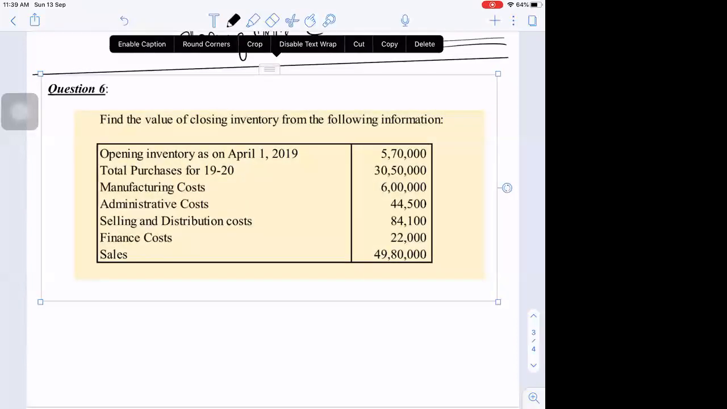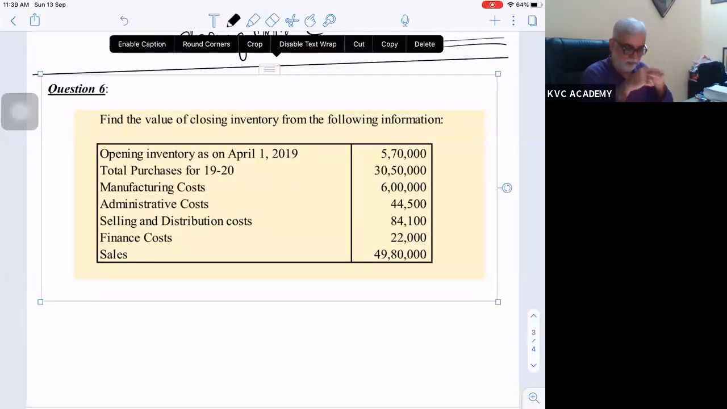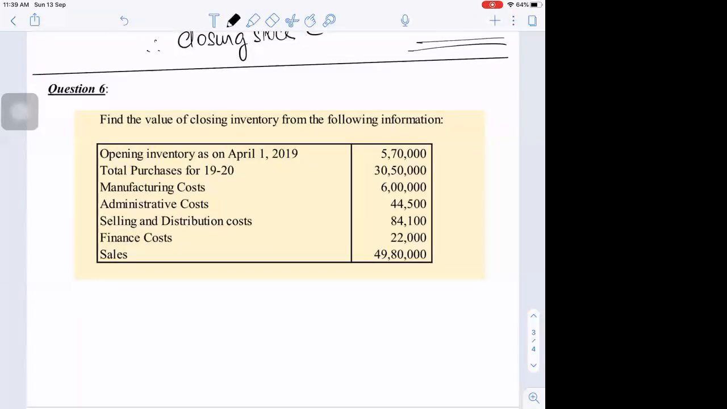Find the value of closing inventory from the following information. Opening inventory as on April 1st of 2019 is 5,70,000. Total purchases for 2019-20 is 30,50,000. Manufacturing cost 6 lakhs. Administrative cost 44,500. Selling and distribution cost 84,100. Finance cost 22,000. Sales stands up to 49 lakh 80,000. To find the closing inventory for the information.